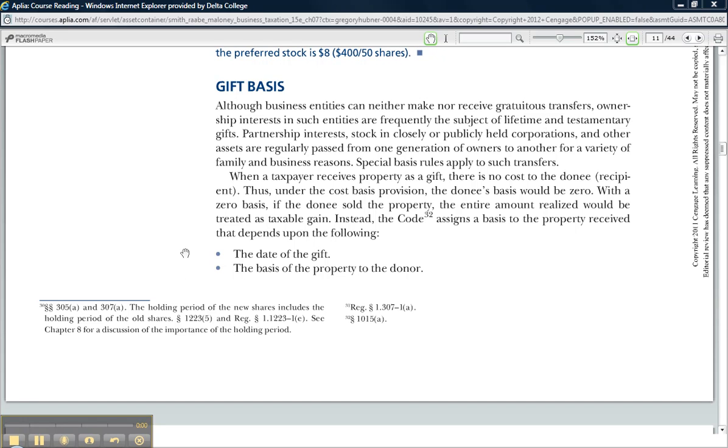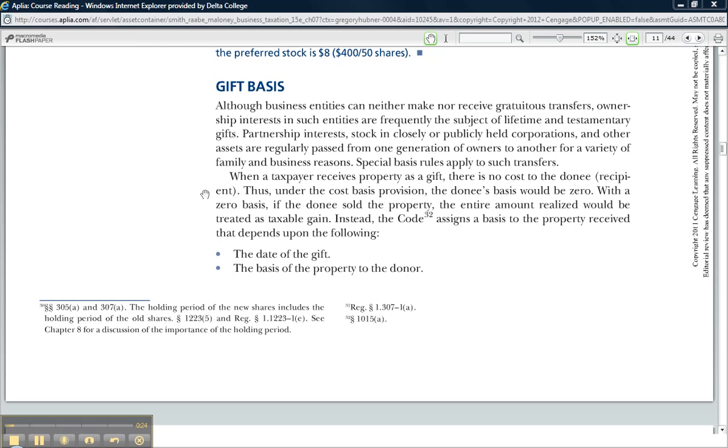Objective 3 talks about gift basis. So when you get a gift of property from somebody, what's the basis that you have in that asset? Because if you sell that asset subsequently, then you have to calculate your realized gain or loss. You'll know what you sell it for, but you also need to know what your basis is so you can subtract and get a gain or a loss.